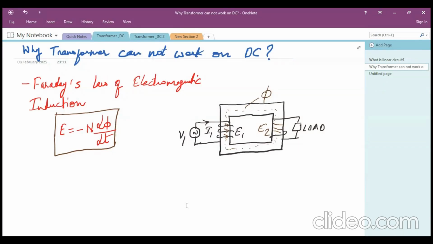A transformer works on Faraday's law of electromagnetic induction. This law states that whenever there is a relative motion between a conductor and flux, an EMF is induced across the terminals of the conductor, and the equation of the EMF is given by E is equal to minus N d phi by dt.